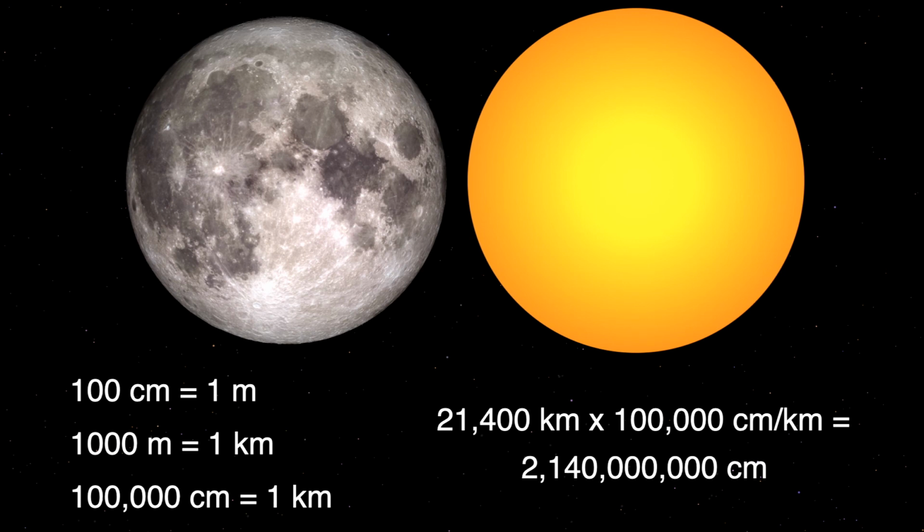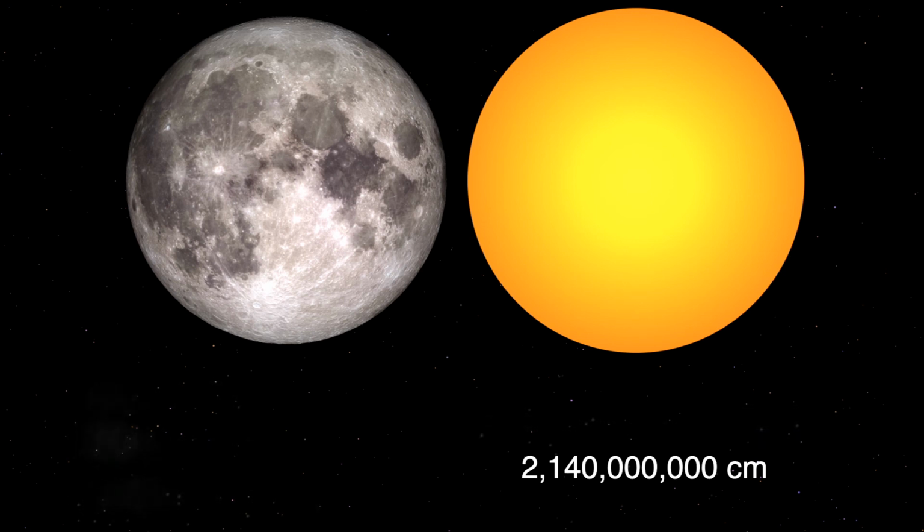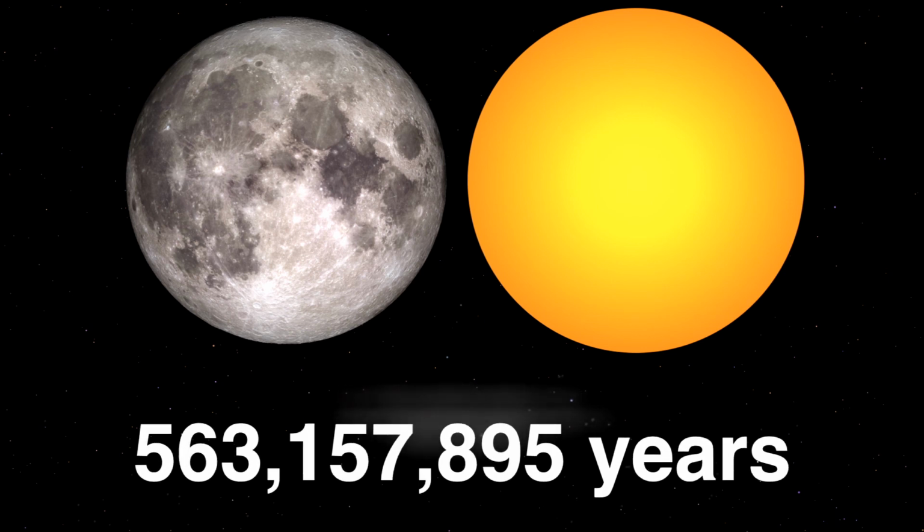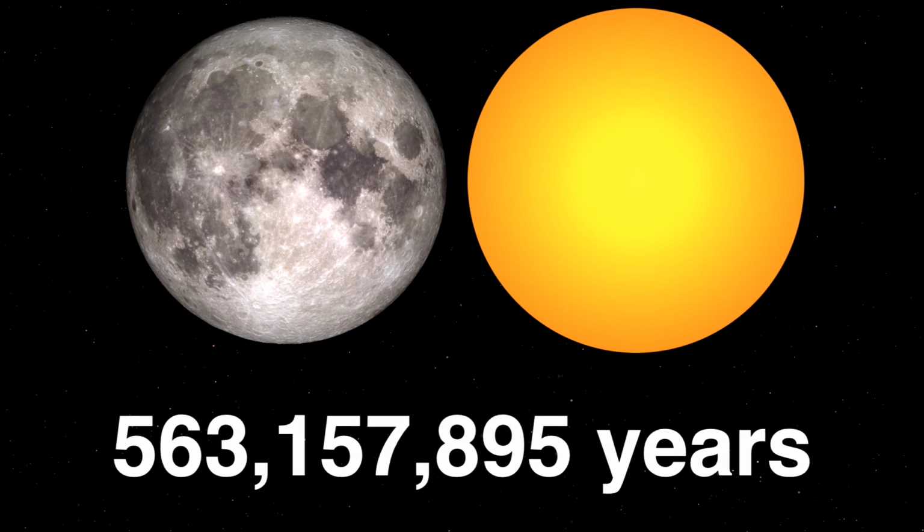The chalkboard's getting a bit crowded. Let's erase most of the numbers. Now, we only need to divide our distance by the 3.8 centimeters per year speed of the moon's recession to get the answer. In about 563 million years, it will be impossible for us to experience a total solar eclipse from the surface of the Earth. And this is all because of the tides.